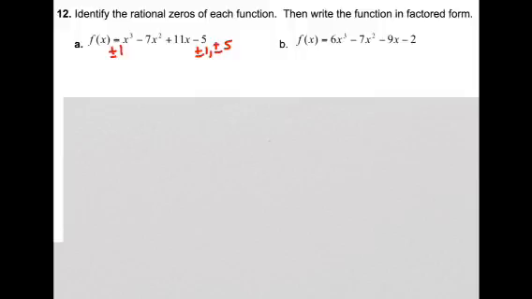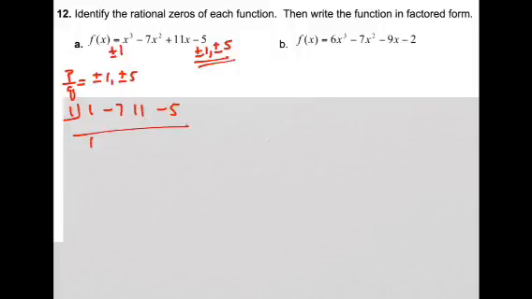Okay, so p over q is, since q is just plus or minus 1, p over q is actually this list right here. Plus or minus 1, plus or minus 5. And you pick from that list to divide. So I'll start with 1. 1, negative 7, and again, synthetic division. And remember, we're looking for 0.